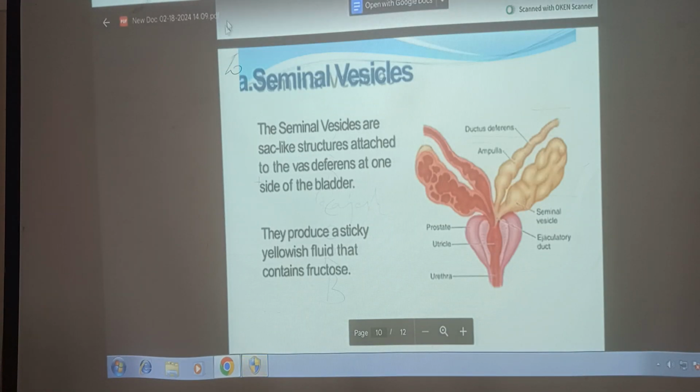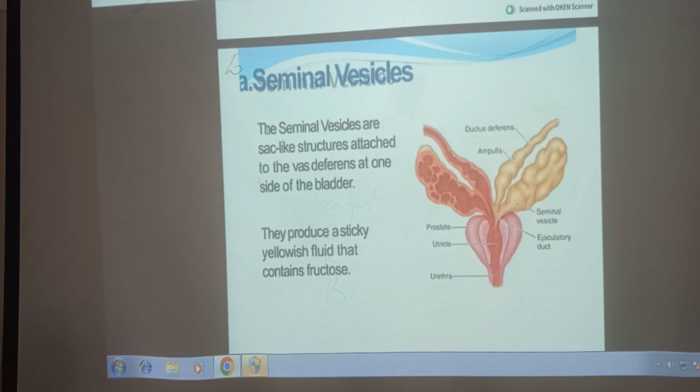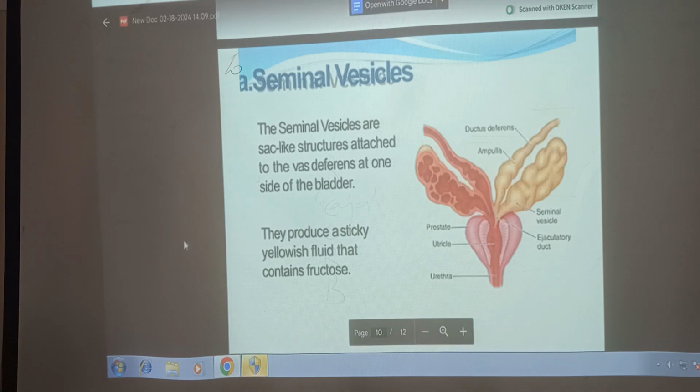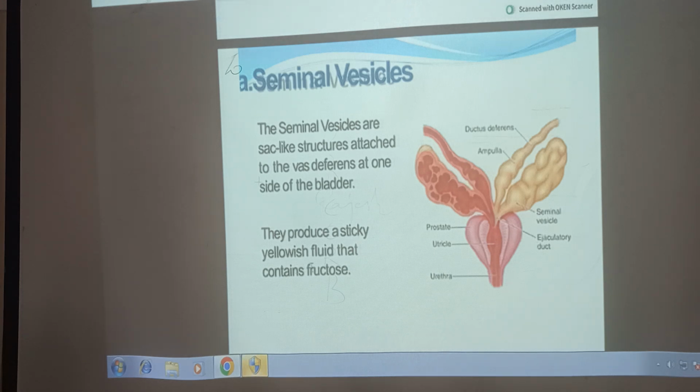First of all, the seminal vesicles. The seminal vesicles are sac-like structures attached to the vasa deferens at one side of the bladder. And they produce a sticky yellowish fluid that contains fructose.